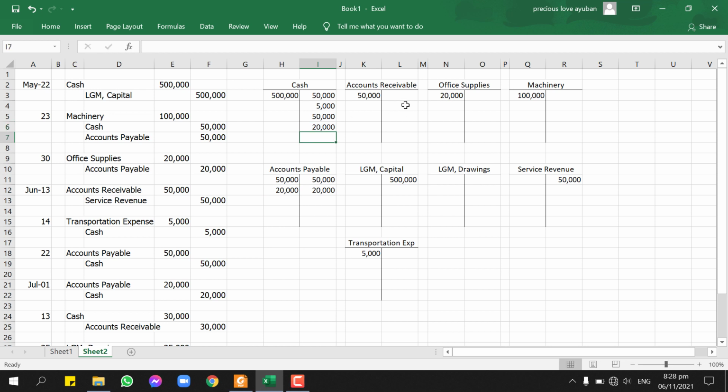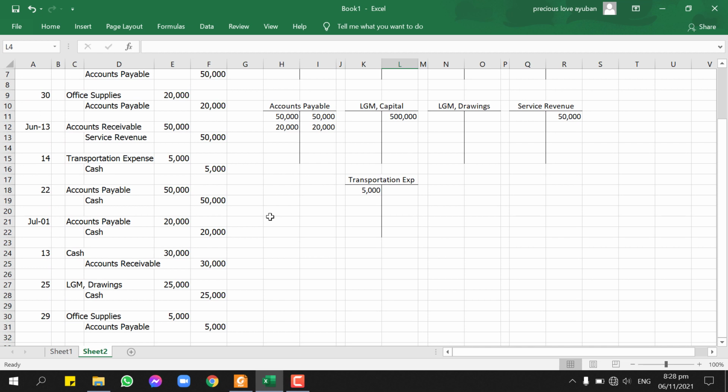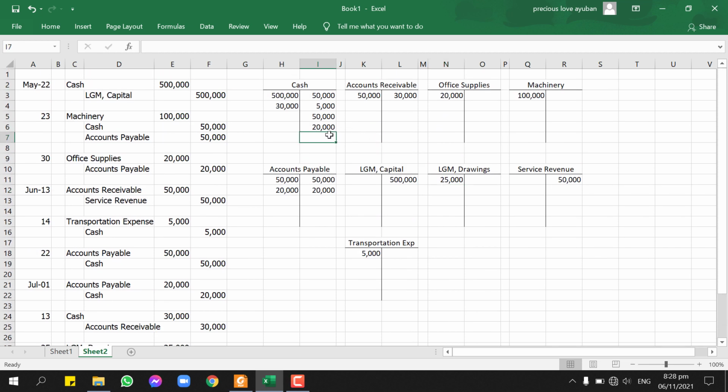Next, July 13, debit tayo ng 30,000 from the collection. And then, credit tayo ng accounts receivable, 30,000. And lastly, hindi pa pala. Okay. Drawings, debit ng 25,000. And then, credit ng cash, 25,000.